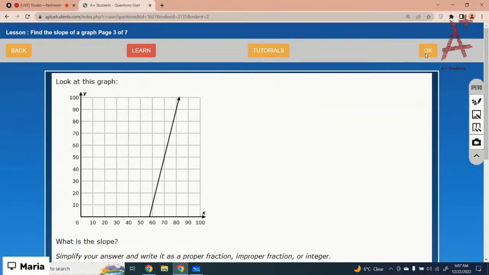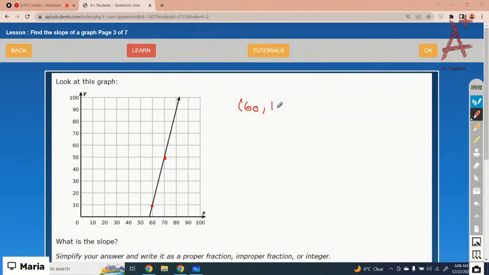Okay. So look at this graph. What is the slope? You can find any 2 points on the graph, use them and find the slope. They are this one, and so it has the coordinates. They are 60 and 10. It has 70 and 50.